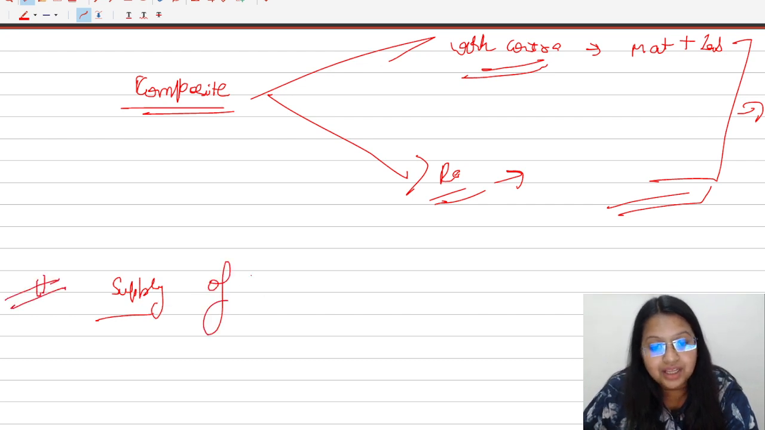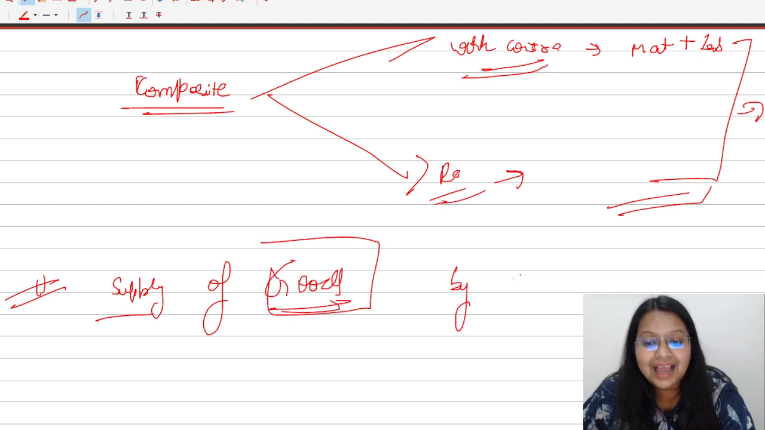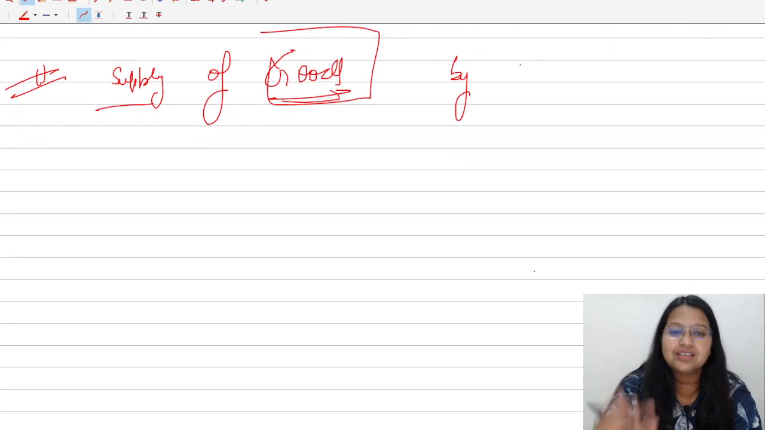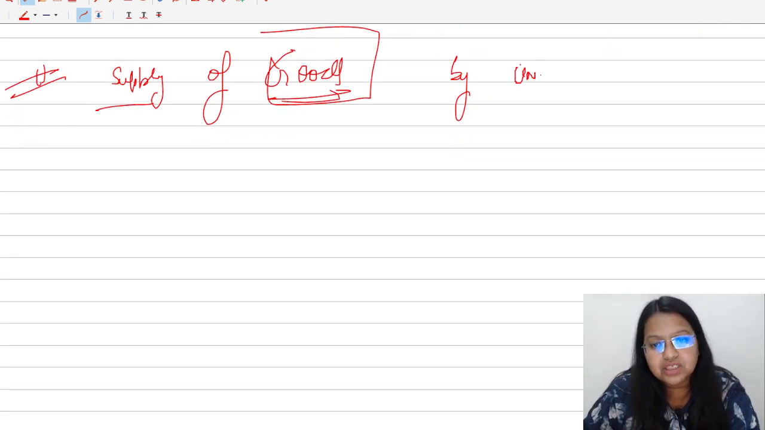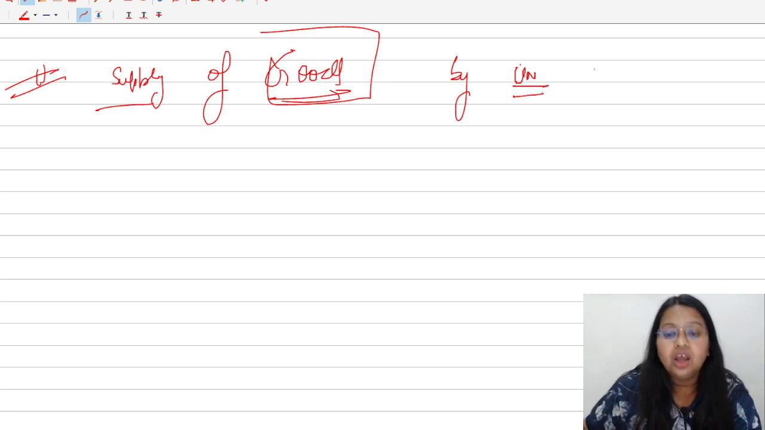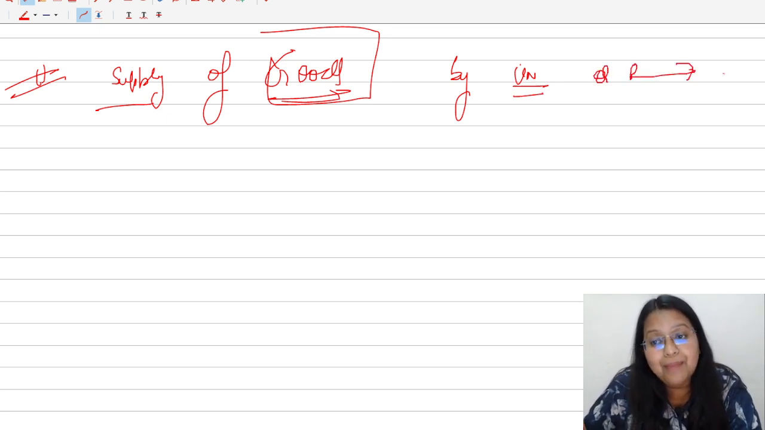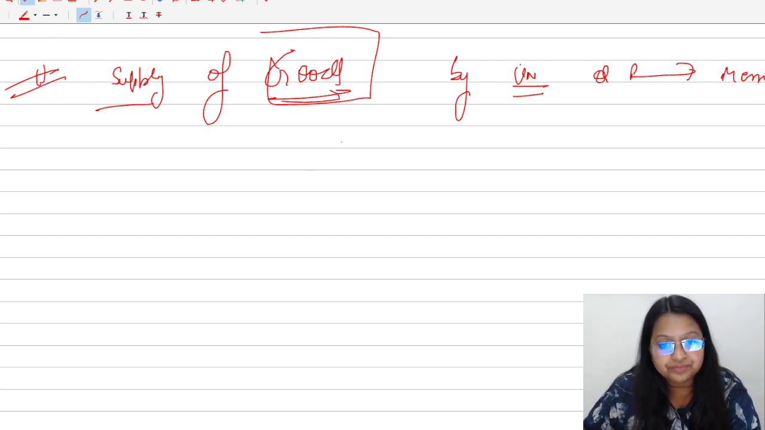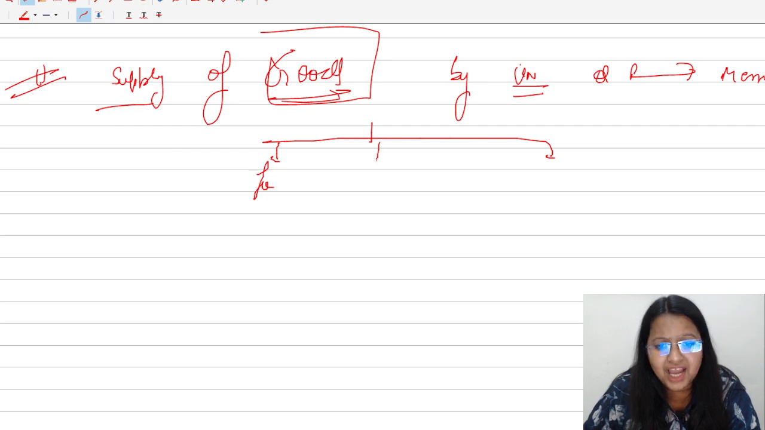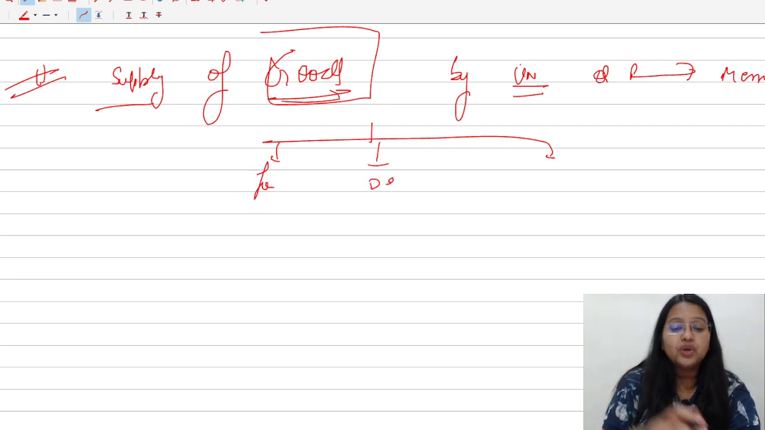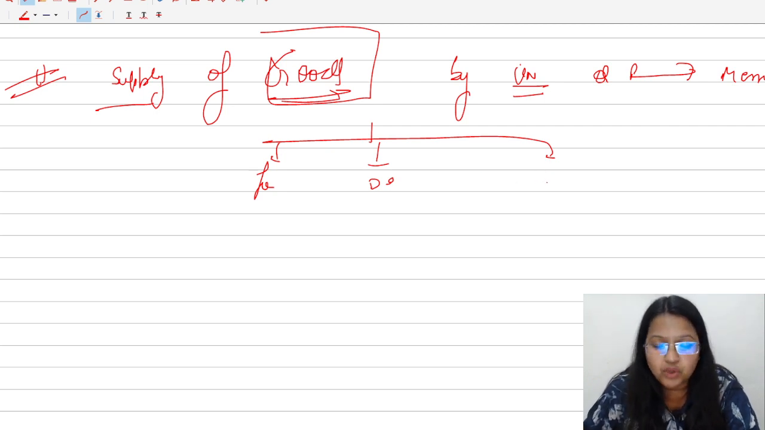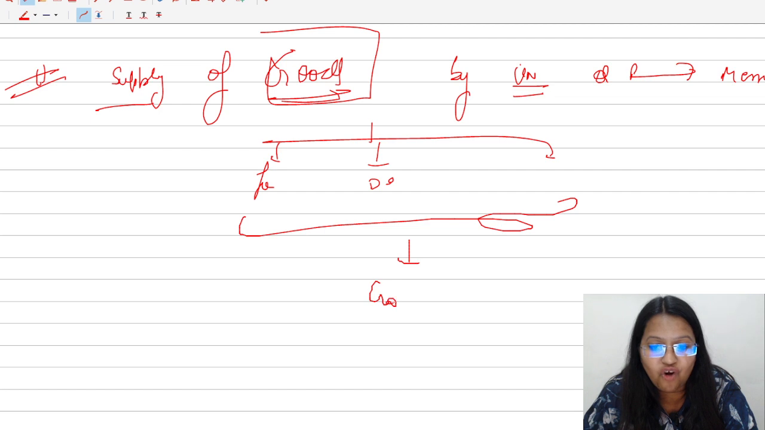Now the next point: if there is a supply of goods, not services, by any kind of unincorporated association. Which association? Unincorporated association, like the Resident Welfare Association. If this unincorporated association or body of persons provides goods to any member for cash, for deferred payment, which means the payment can be made later on, or for any other valuable consideration, it will be treated as supply of goods.